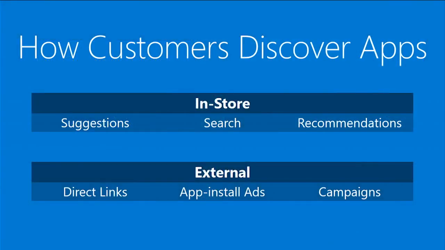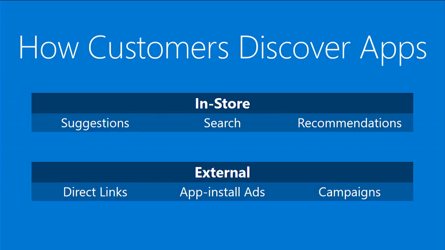The next category is external discovery. The most obvious of this is direct deep links into the store. These are links that you can share with your customers or potential customers that if they click them will launch the store website, and if they're on a Windows device or a Windows 10 device, it will actually launch the store app itself. You can share these through social media, email campaigns, etc. They're very flexible.